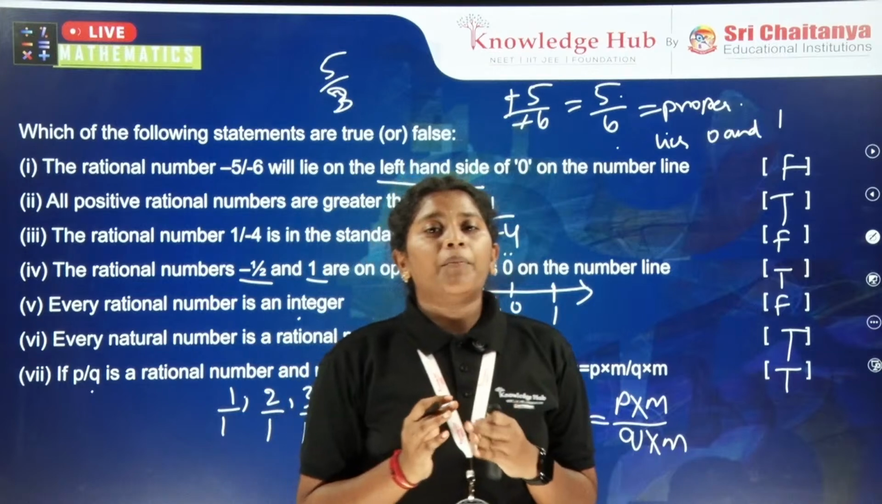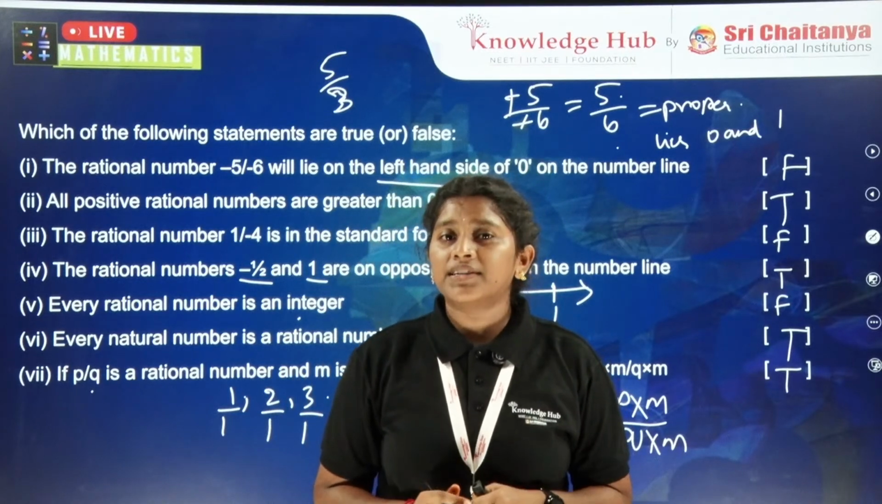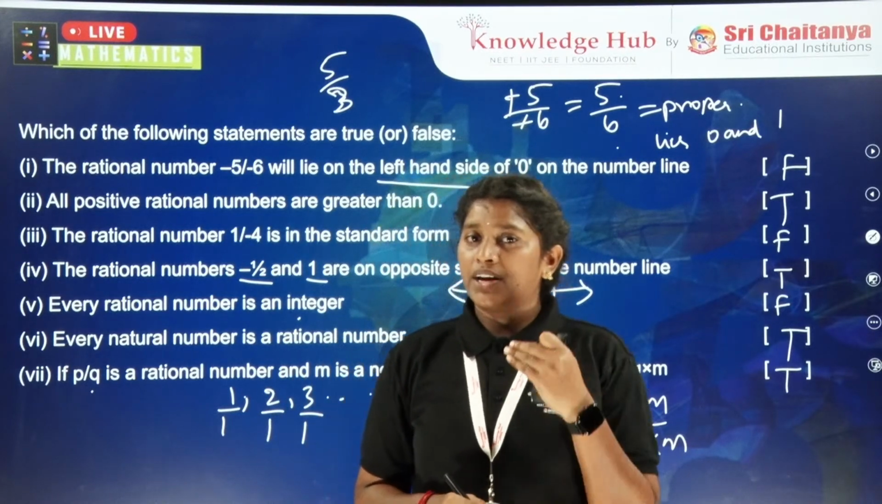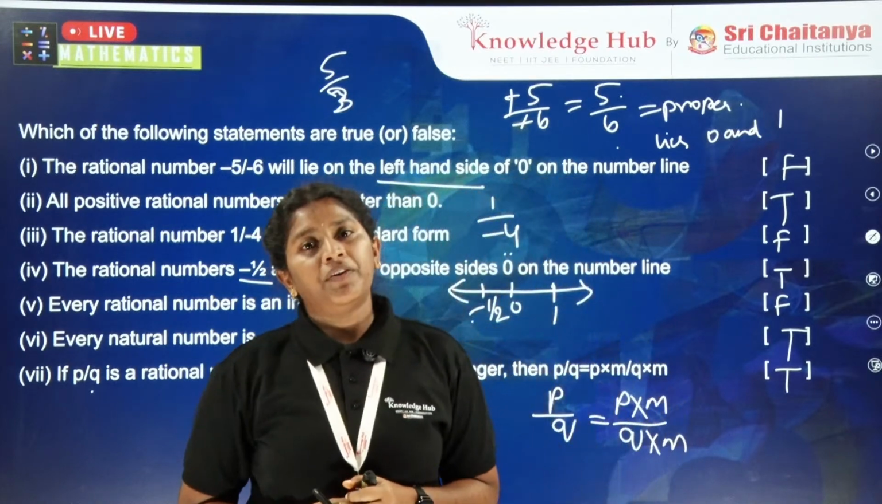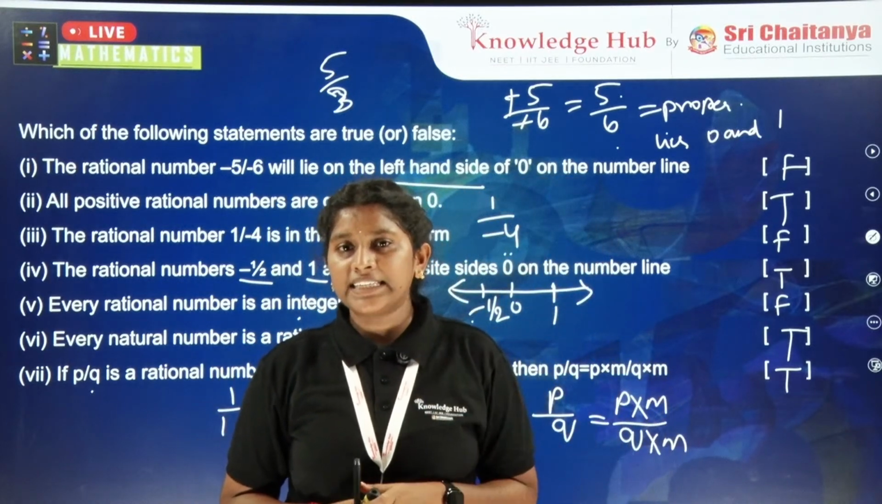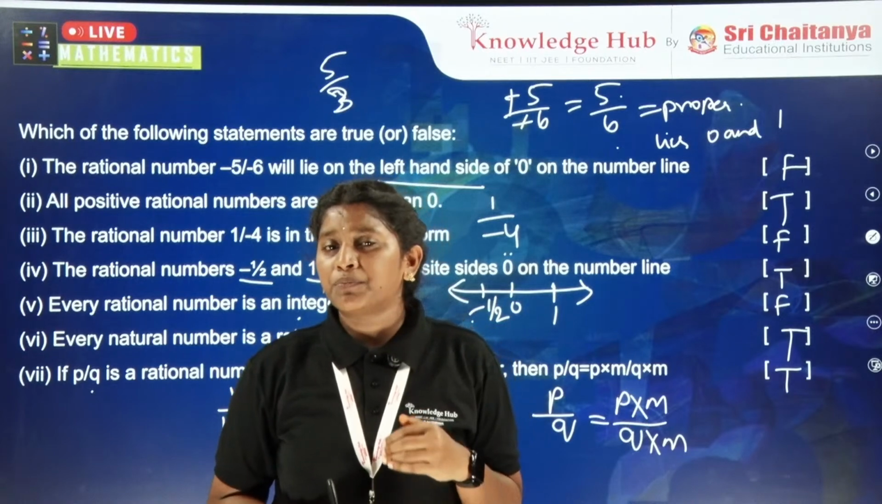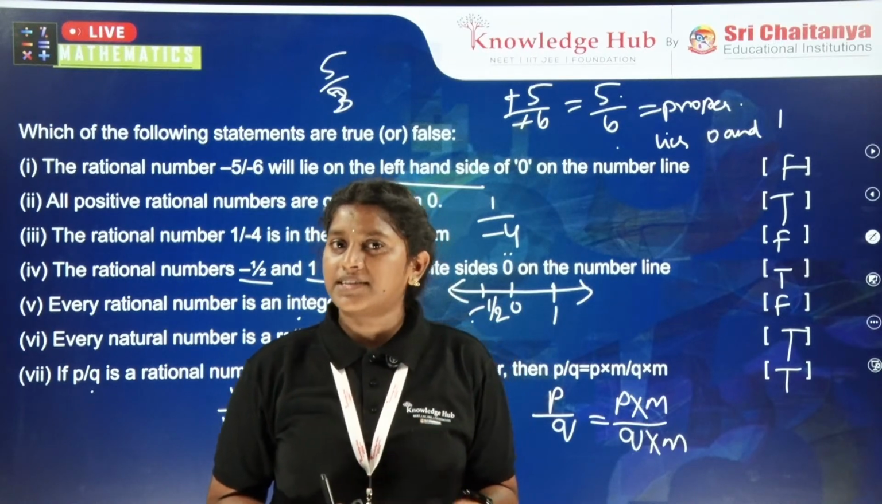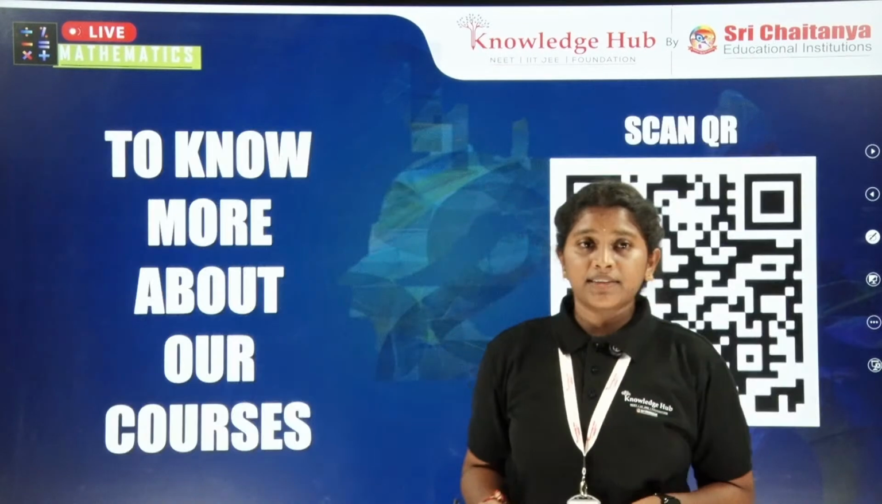Understood? Coming to rational numbers, if you understand how to represent rational numbers on the number line, it will be very easy because it doesn't need any steps. You are just going to convert the improper fraction into a mixed fraction. That's it. So moving to the next.